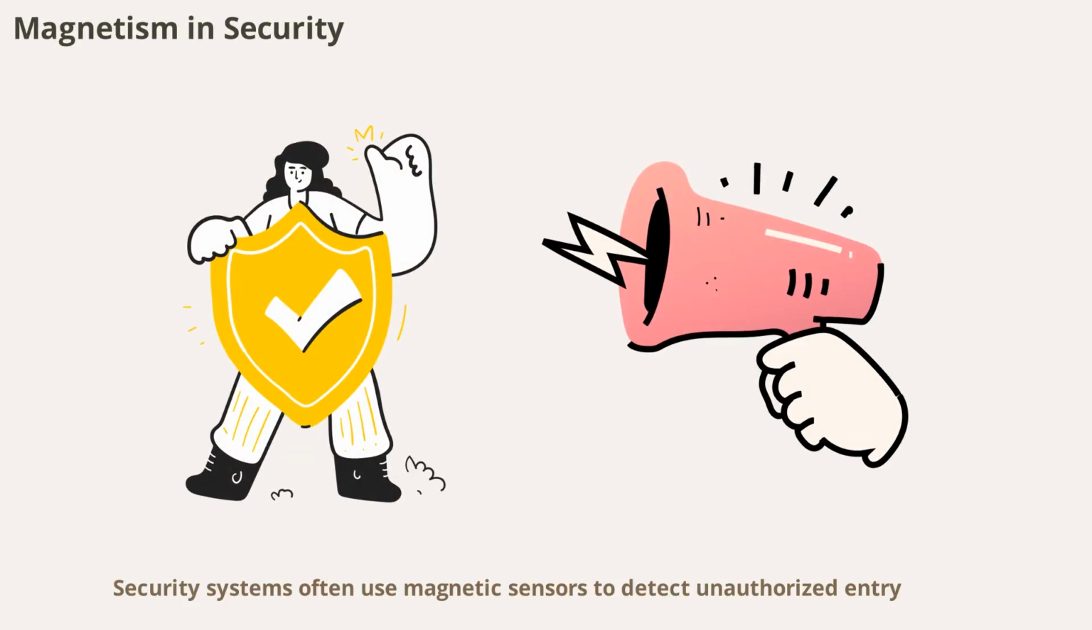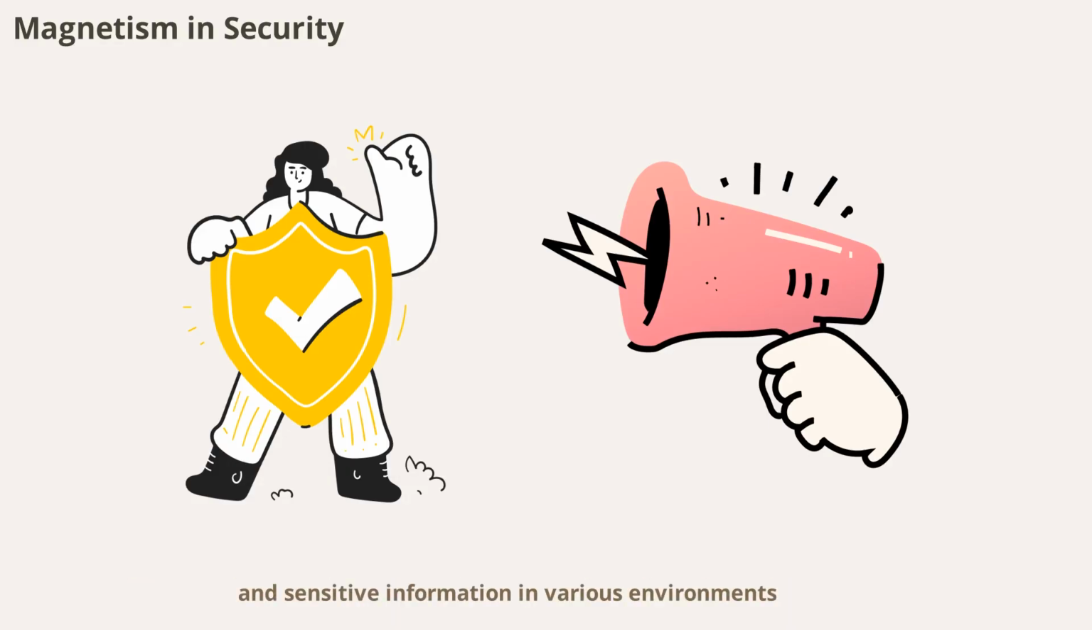Security systems often use magnetic sensors to detect unauthorized entry. Magnetic strips on credit cards and ID badges store information securely, while magnetic locks provide reliable access control. The use of magnetism in security ensures the safety of people, property, and sensitive information in various environments.